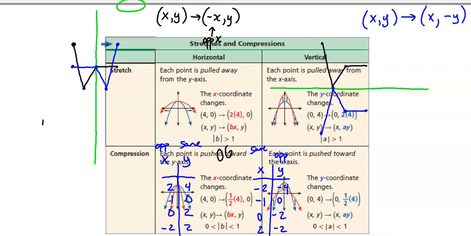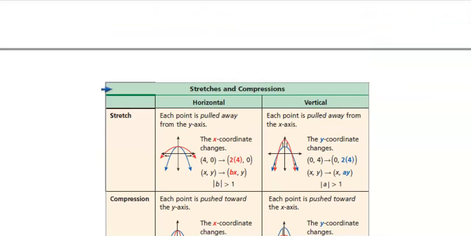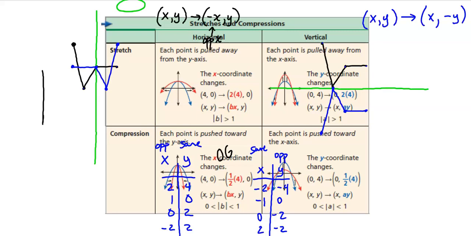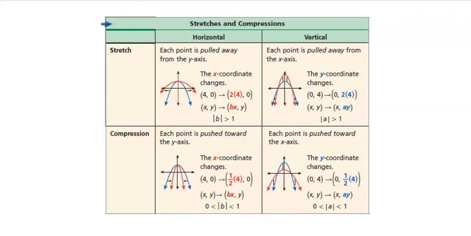So if I have some kind of shape, and let's say this is kind of our standard curve. And if I want to do a horizontal stretch, a horizontal stretch means every point is going to be pulled away from the y-axis. So if this was made out of iron, a horizontal, that means left and right direction, I'm going to stretch it out. So the stretch is going to pull it out and make it a little bit fatter.